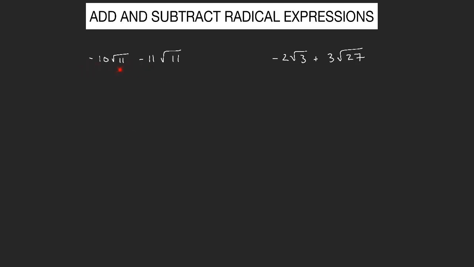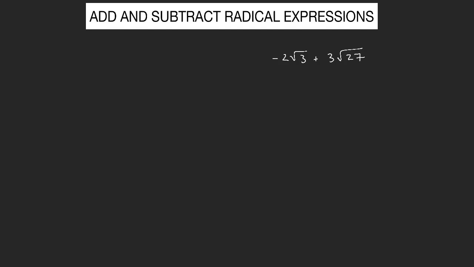Okay, negative 10 root 11 minus 11 times root 11. So once again, we notice this is the same root, and we have the same number underneath the radical sign. So we could say this is negative 10 minus 11 times root 11. So that's going to be negative 21 root 11.